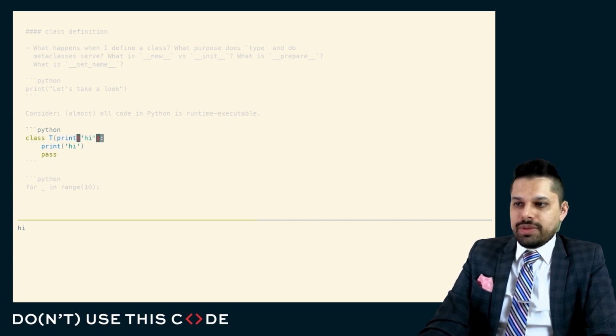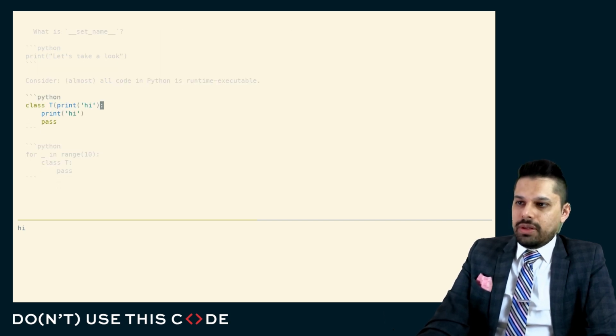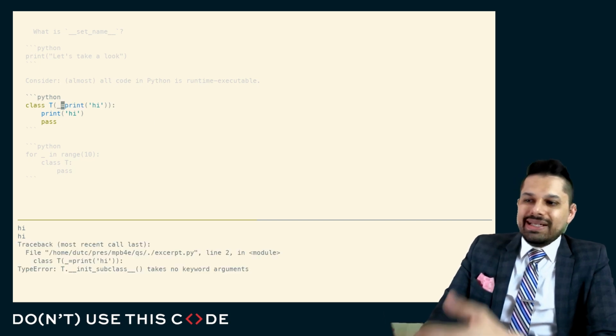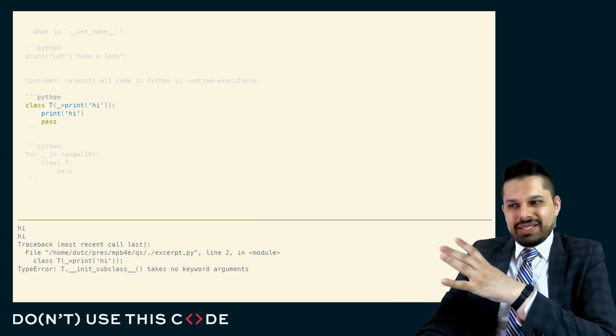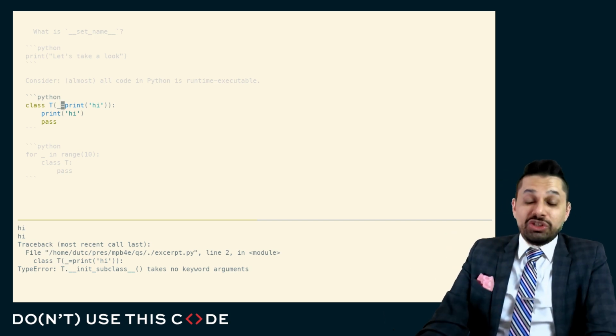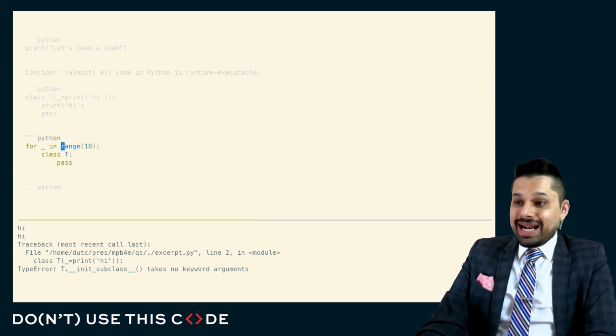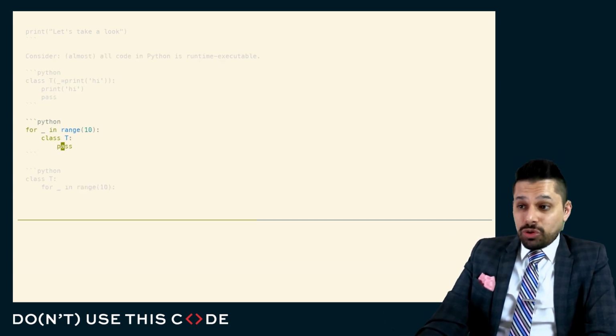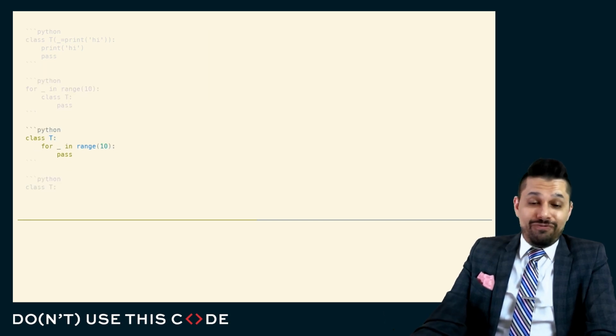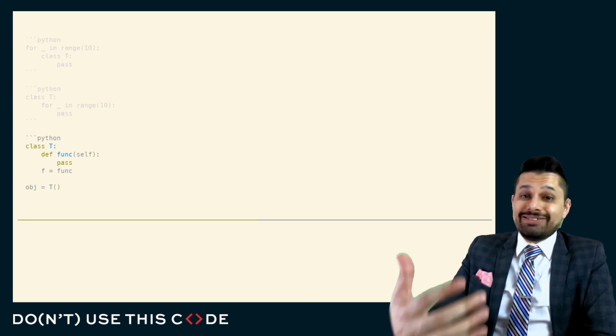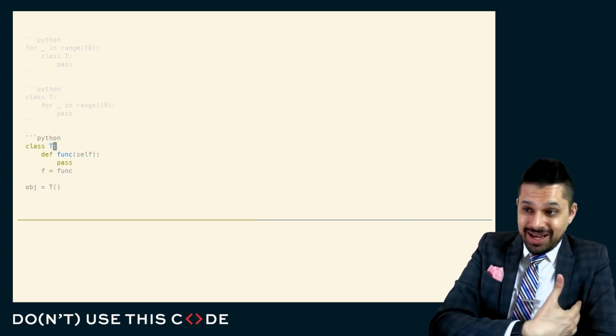But let's put something here. Give it an argument that it's going to ignore. You can see it blew up because the init subclass didn't like that, but you can see that it actually runs executable code. This means that I can define classes in a for loop. I can put a for loop inside a class body. I can define a function that defines a class inside of it.